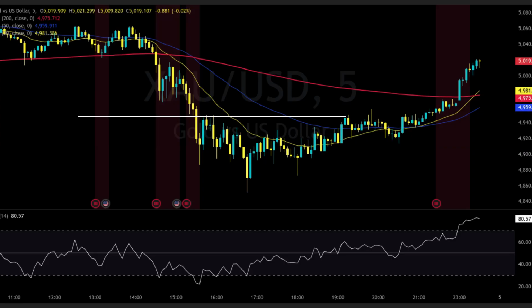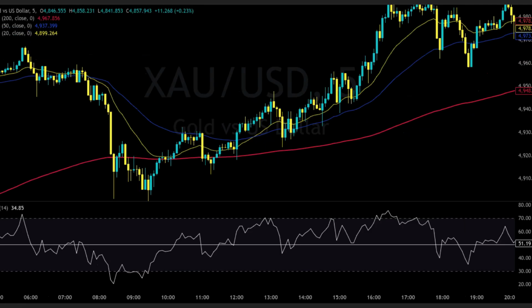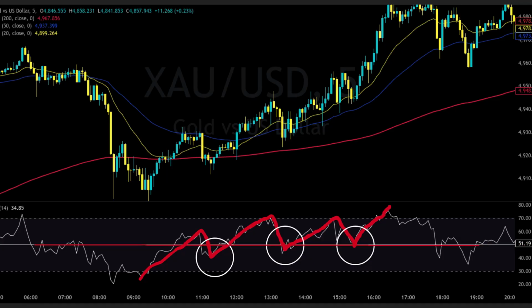Look at this example, the price looks strong. Many traders enter, but RSI is weak. On gold, weak momentum often means reversal. So I stay out. Not trading is protection. Now look here. RSI is strong. Momentum is clear. This tells me gold is serious about this move.